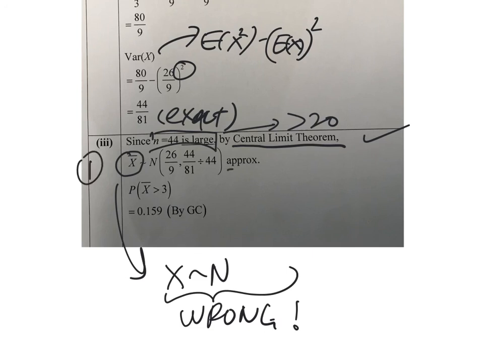Second thing is, of course, approximation. This is an approximation, so I need you to write it down. And finally, in the calculation, GC is generally well done.